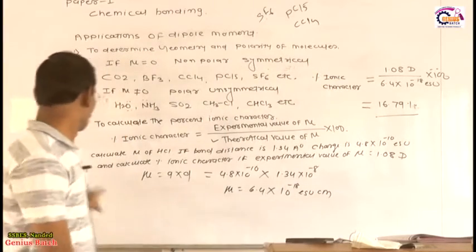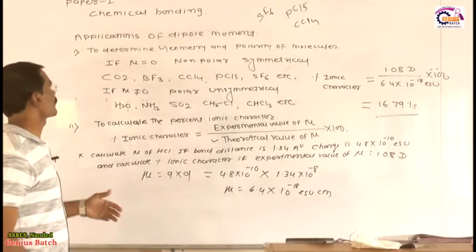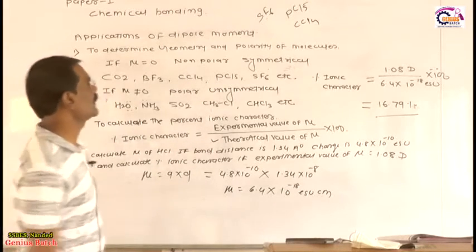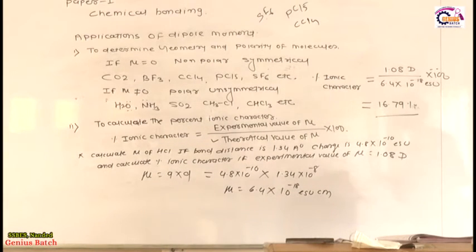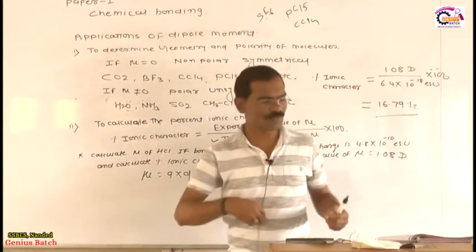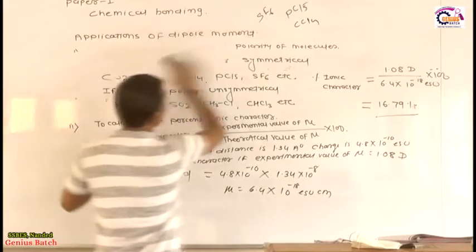So this is the second application, using dipole moment to calculate the percent ionic character. Dear students, the first application was to determine the geometry and polarity of a molecule, the second application was to calculate the percent ionic character. Now we are moving toward the next and very interesting application, to distinguish between cis and trans form of a molecule.